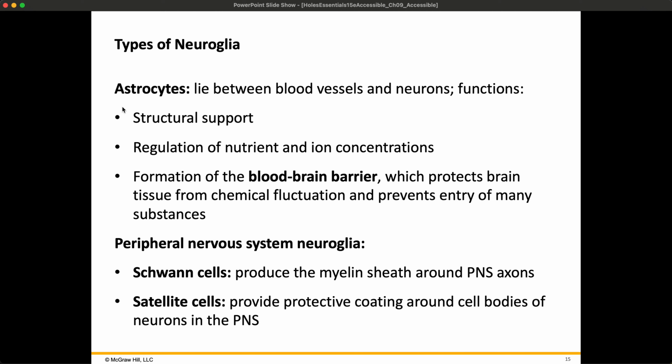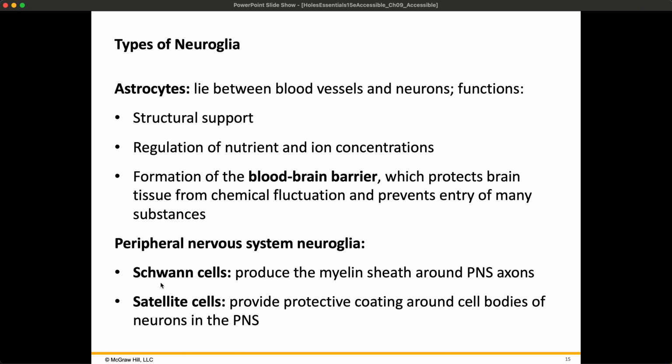The fourth cell in the central nervous system are astrocytes. These provide a lot of structural support. They're in between blood vessels and neurons, so you can almost think of them like a connective tissue type of thing, although they are not a tissue type. But they do provide that same support function. They regulate nutrient and ion concentrations and form the blood-brain barrier. That helps to make sure that the chemical levels within the brain stay very level and very even, and can prevent entry of substances.